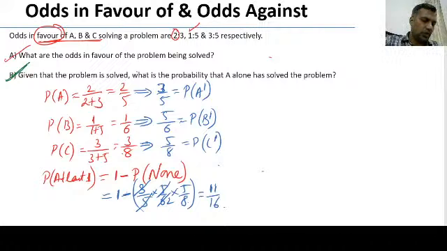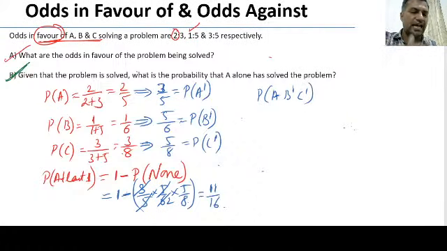Given that the problem is solved, what is the probability that A alone has solved the problem? What you are trying to say is this: A solved the problem, B did not solve the problem, and C did not solve the problem. That is what you mean by A alone has solved the problem.